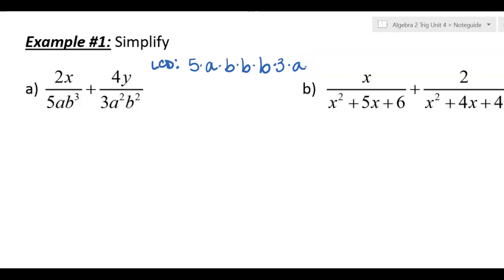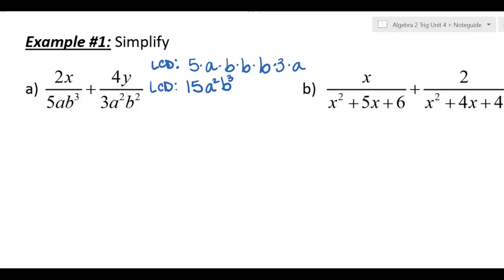Okay. And then when we look at b, in the second fraction, the denominator has 2 factors of b. We already have 3 factors of b listed here, so we already have more than enough to cover what's in that denominator. So these are the factors we're going to need to make our least common denominator, which in a more simplified form means our least common denominator is 15a squared b cubed.